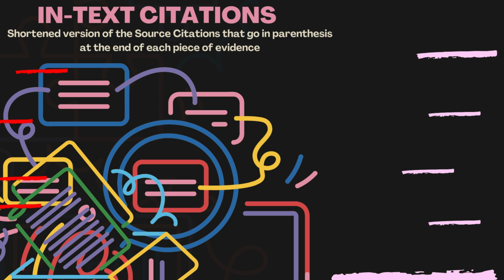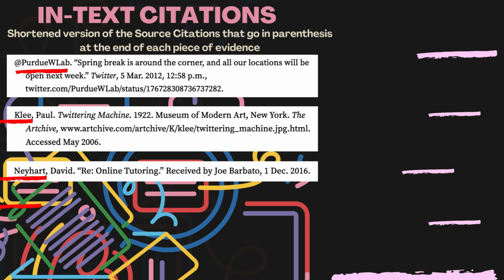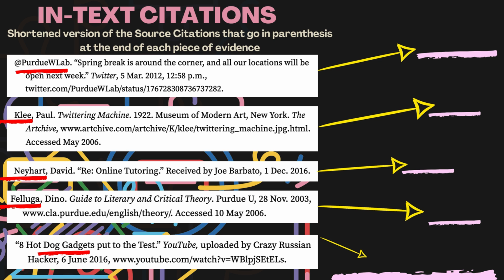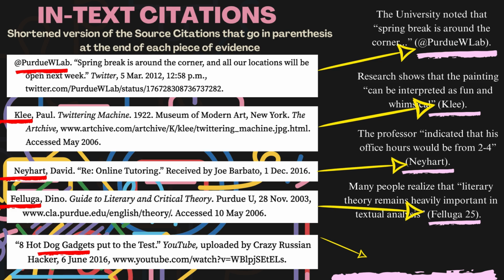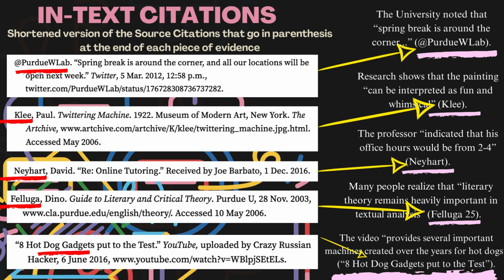The in-text citation is just whatever comes first in the source citation. That could be the author's last name, a title, or something else. It just depends on what the formula was for the source citation. You'll see that the first thing in each source citation is underlined in red. Then you can follow the yellow arrow to see how the in-text citation appears at the end of each piece of evidence. The in-text citation, or the shortened version of the source citation, is underlined in pink. Notice that the in-text citation is copied directly. If the first thing in the source citation has quotation marks around it, make sure your in-text citation does too.